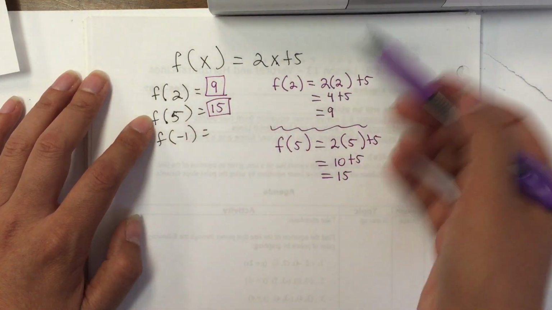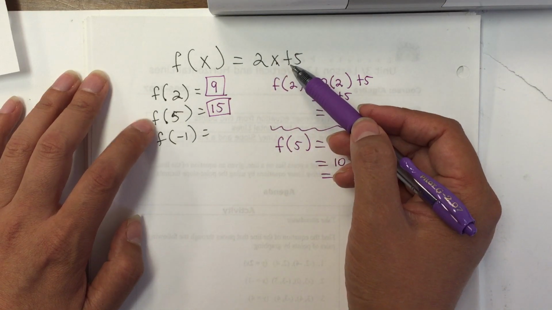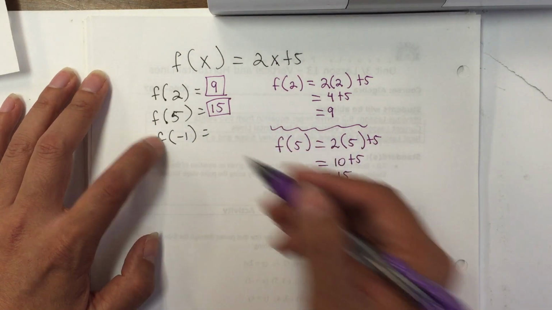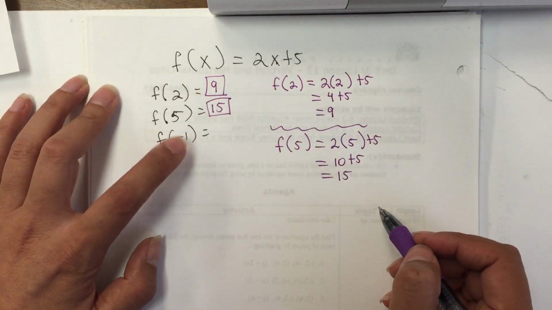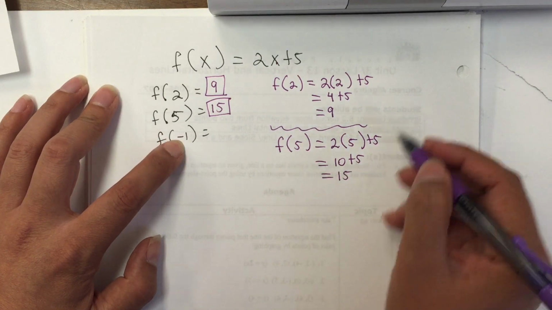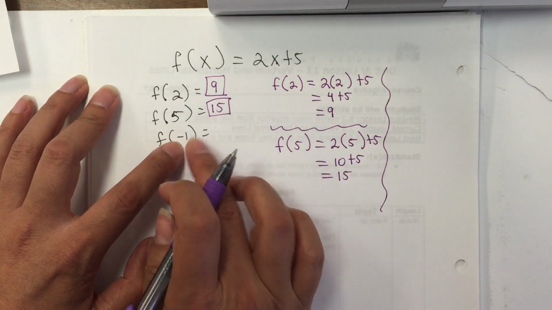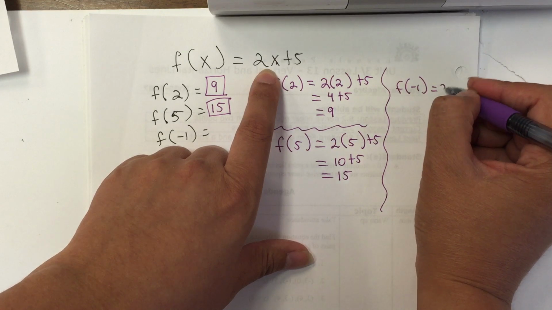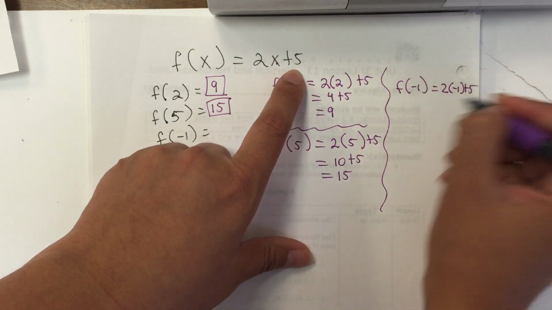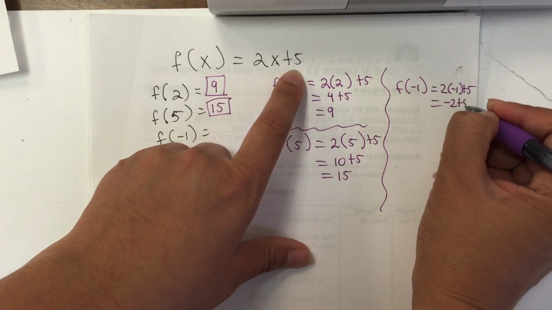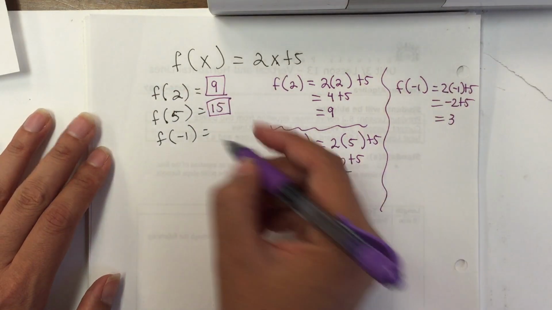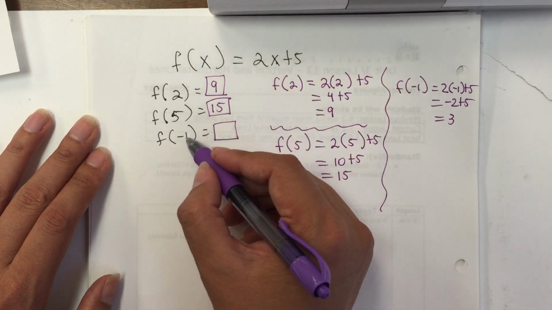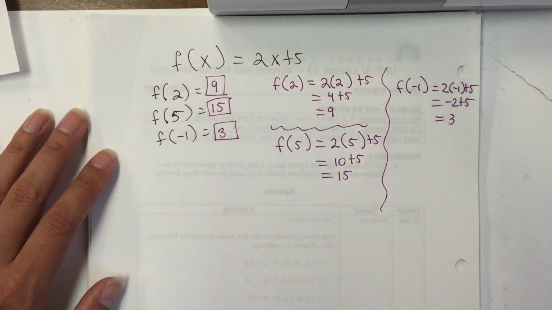So if I was talking about money again, like the scenario I just thought about, it means that after 5 days I would have $15. After 2 days I would have $9. This means 1 day before, 1 day in the past. So f of -1 is equal to 2 times -1 plus 5, which is -2 plus 5, which is equal to 3. So that means that I have $5, but 1 day ago I had only $3. Okay.